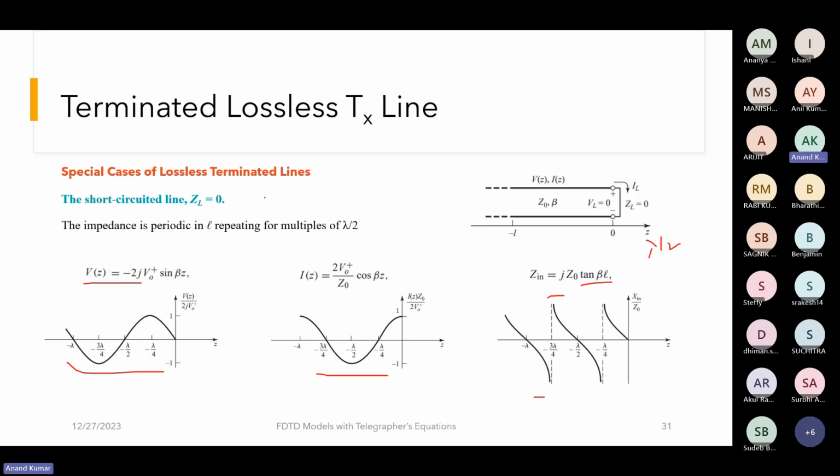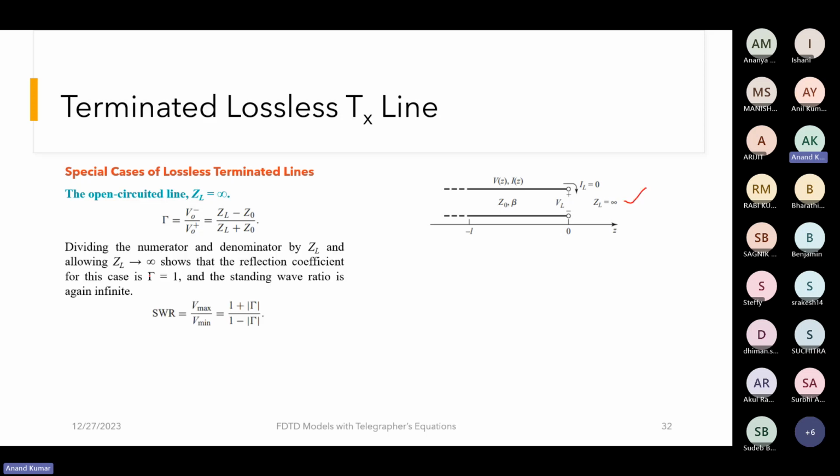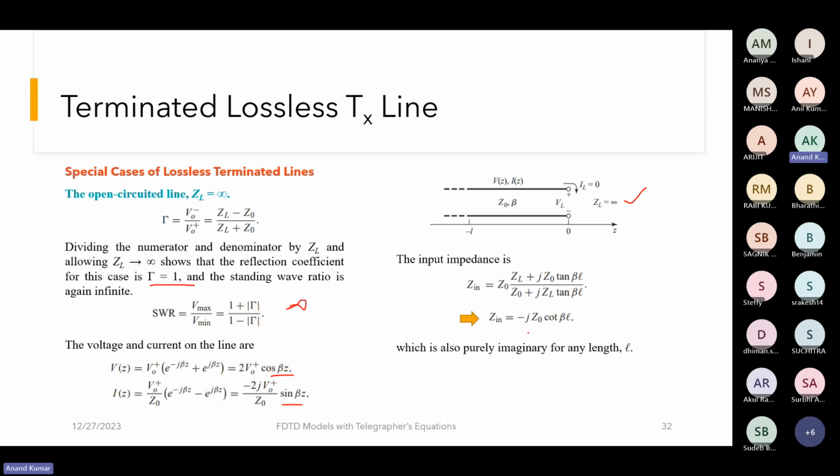Okay, so this is the case for the short circuited transmission line. What happens if the transmission line is open circuited? In a similar way, we get the reflection coefficient as 1. The standing wave ratio becomes infinite. The voltage and current are cosine and sine, and the input impedance is now a function of cotangent.